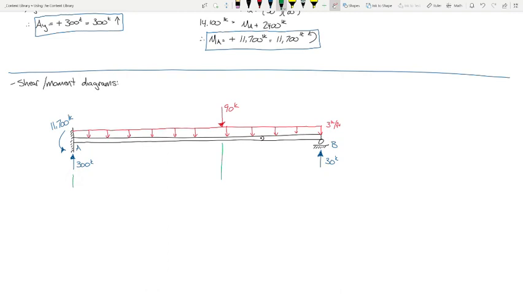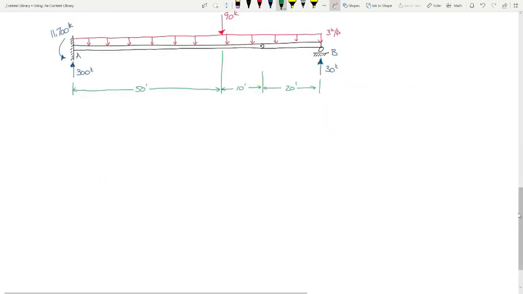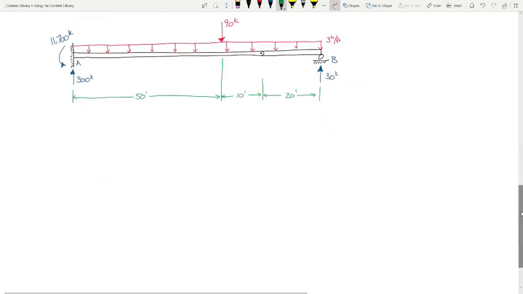So this is 50 feet, 10 feet, 20 feet. So there's our structure. And now we have our free body diagram figured out. All of our reactions are in place. So now it's time to start drawing. So I'm going to give myself a little bit of room, and draw my little dashed line so that everything's kind of lined up.